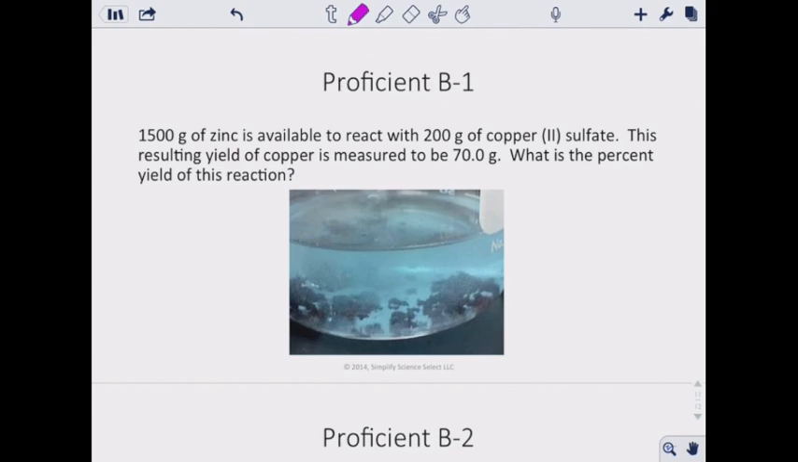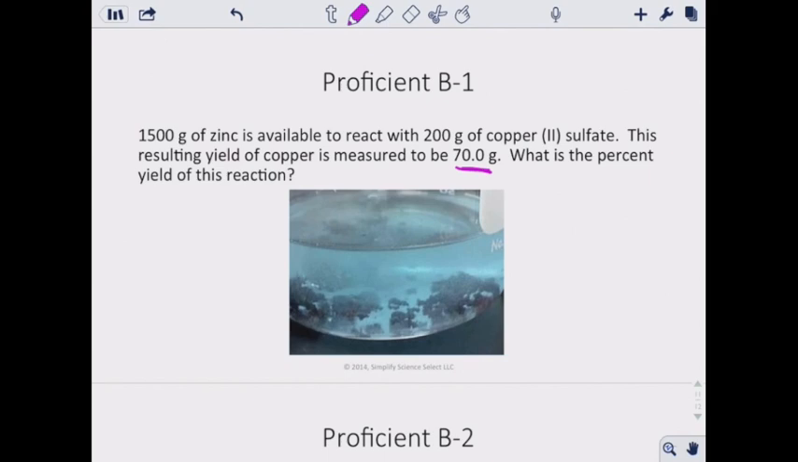When we're looking at this, it says that 1,500 grams of zinc is available to react with 200 grams of copper(II) sulfate. The resulting yield of copper is measured to be 70 grams. So we measured this in the lab. What is the percent yield of the reaction? In looking at this one, we have 1,500 grams of zinc and 200 grams of copper(II) sulfate.